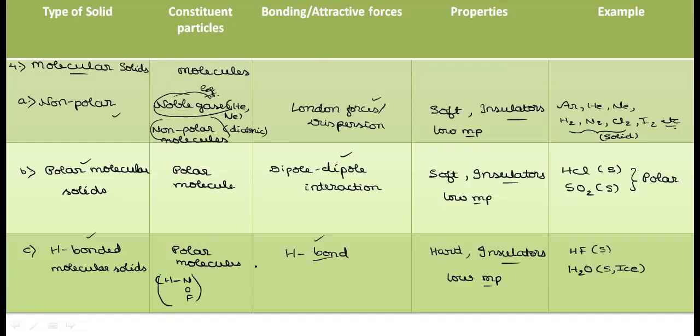Or if not, you can write the constituent particles of all the types of molecular solids as molecules. And the attractive force: if it is non-polar, between two non-polar molecules, it is London forces. Between polar molecules, dipole. And in a special type of dipole interaction, it will be hydrogen bonds. Hope this classification is clear.